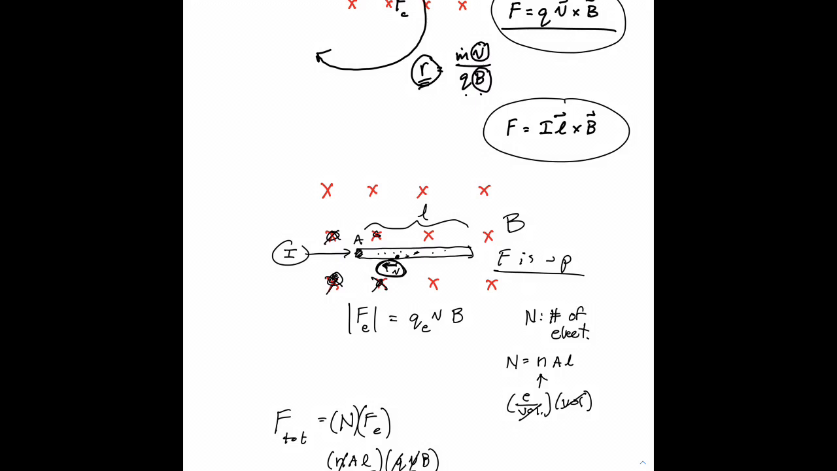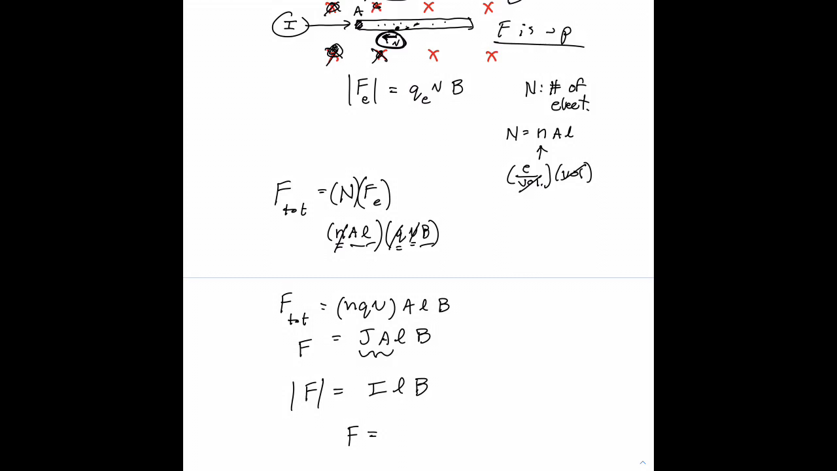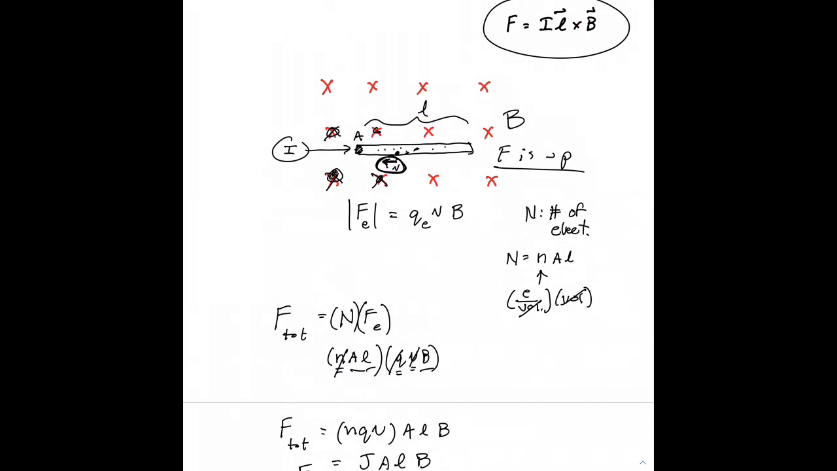But another way we could say that is that the force is equal to the cross product of I, L, and B. So actually, this is kind of interesting. Current is not a vector quantity, but when you multiply the current times length, then you get a vector quantity. So if we say the current is flowing through the length of this wire, we can divide the wire up into little bits ds.